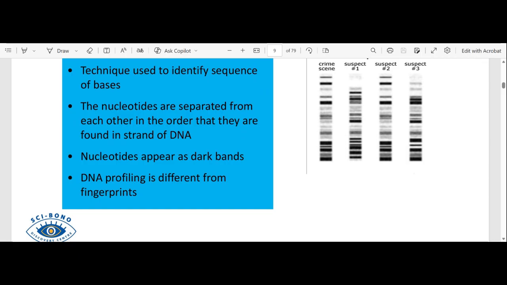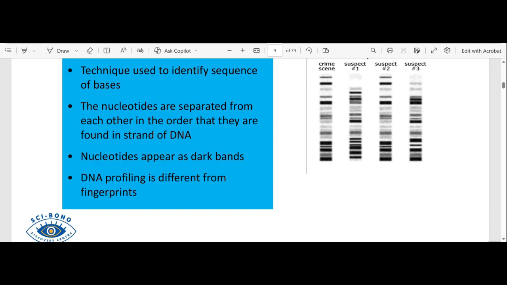The next point states that nucleotides appear as dark bands. You can say bands or bars. So nucleotides appear as dark bars or bands. Does that make sense?